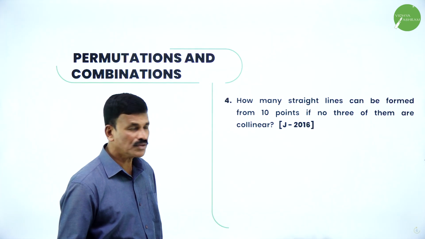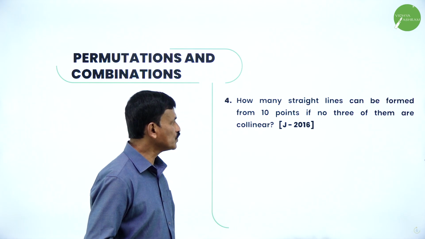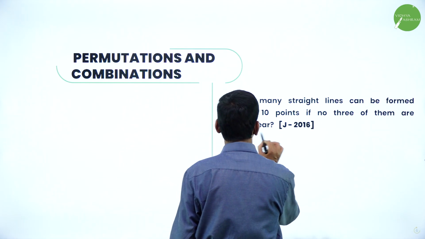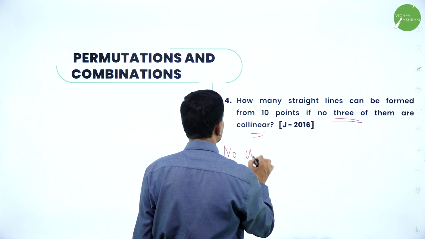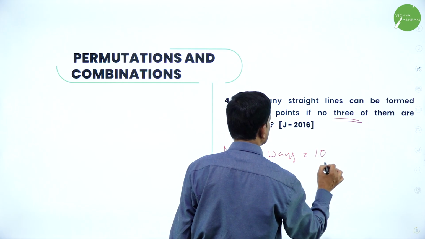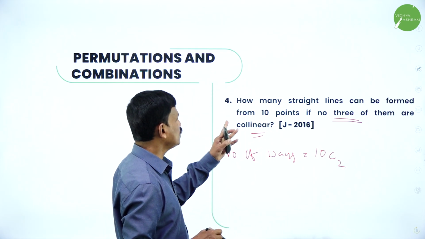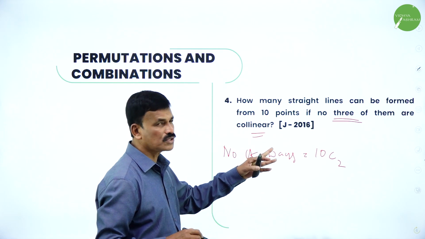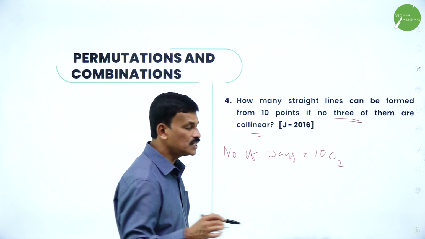This is also important for 1 mark. How many straight lines can be formed from 10 points if no 3 of them are collinear? So no 3 of them are collinear. So therefore the number of straight lines that can be formed, the number of ways, is equal to 10C2. To draw a straight line, minimum 2 points are required. So that can be done in 10C2 ways.